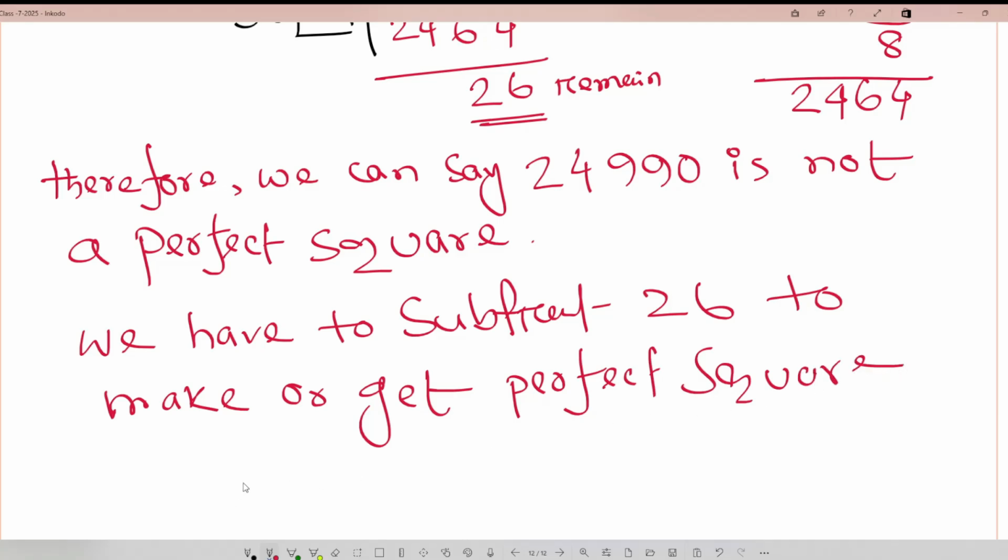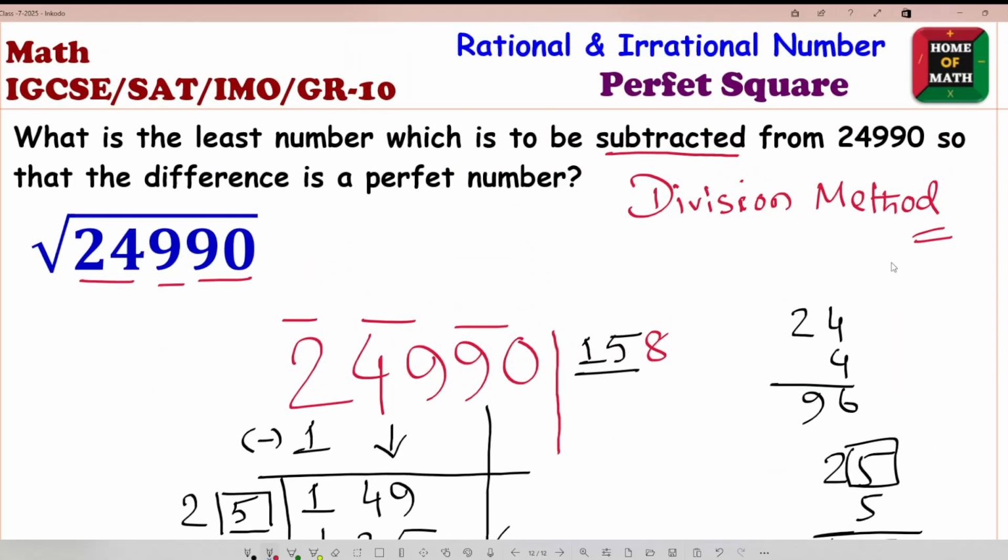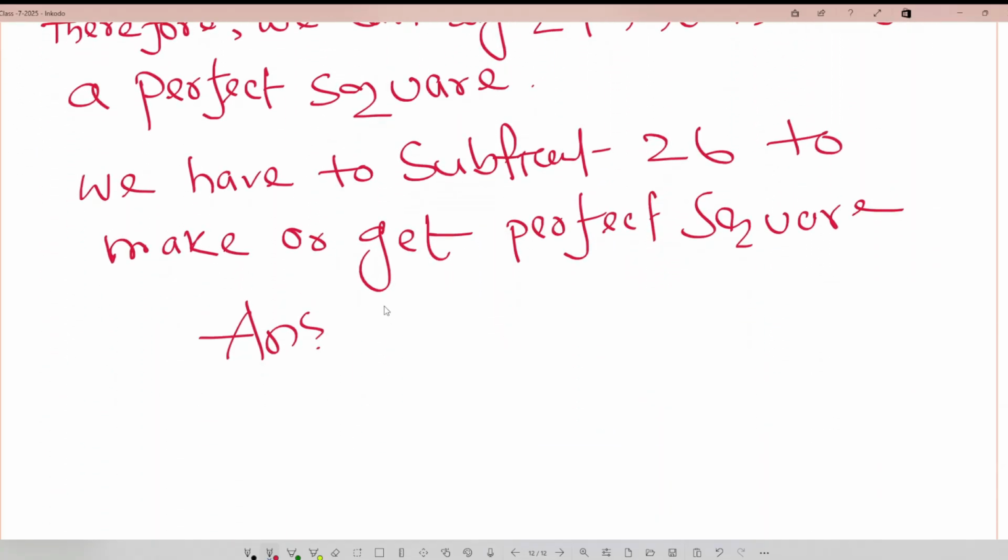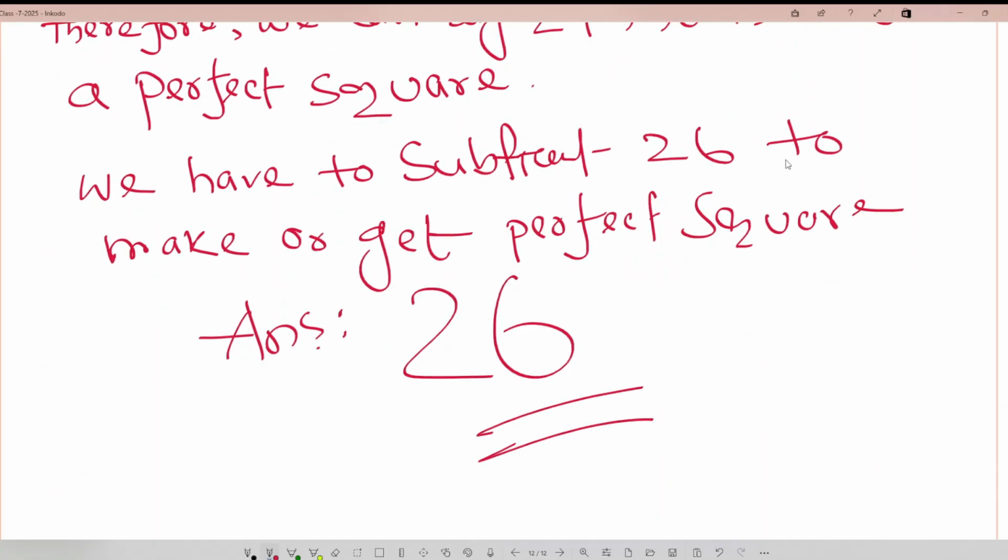So what is our answer? Our question was: what is the least number which is to be subtracted from 24,990 so that the difference is a perfect square? The number to be subtracted from 24,990 is 26. Okay, thank you very much.